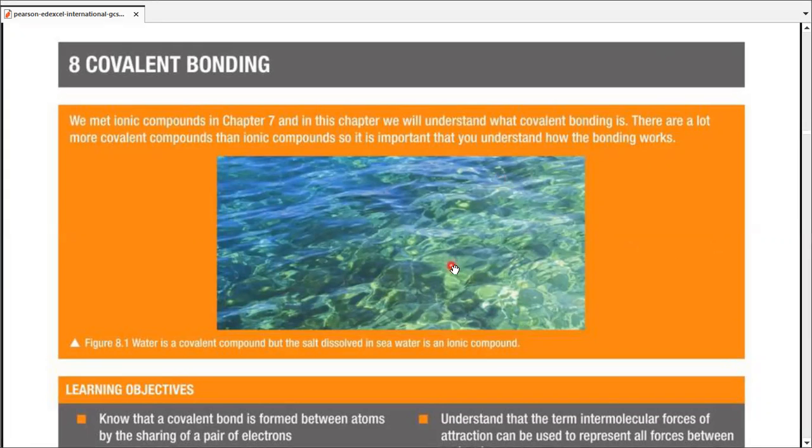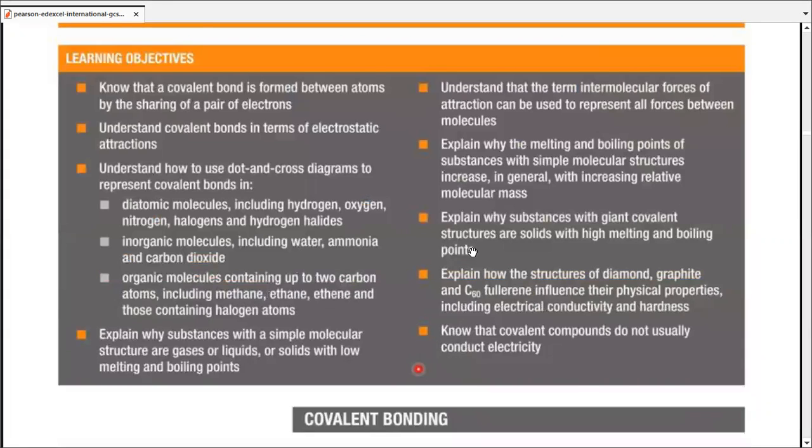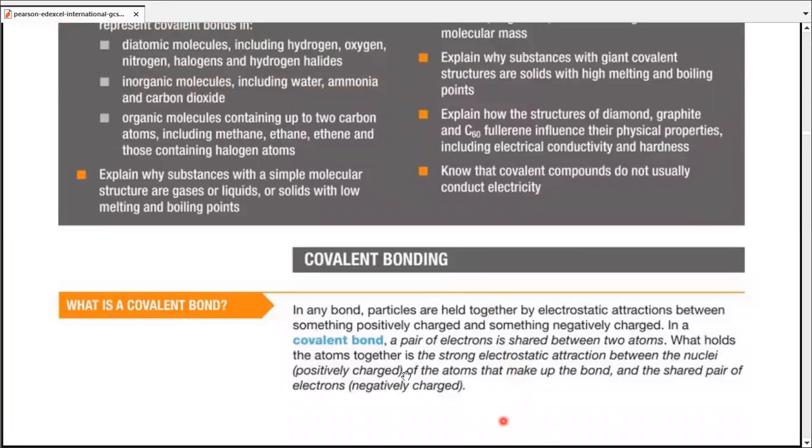So let's go with a few examples, understand the chapter topic by topic. In any bond, the particles are held together by electrostatic attraction between positively and negatively charged species. However, in a covalent bond, a pair of electrons is shared between two atoms. What holds atoms together is the strong electrostatic attraction between the nuclei of the atoms and the shared pair of electrons, which are actually oppositely charged to one another. So that's possible. Let me clarify that by giving you a simple example.